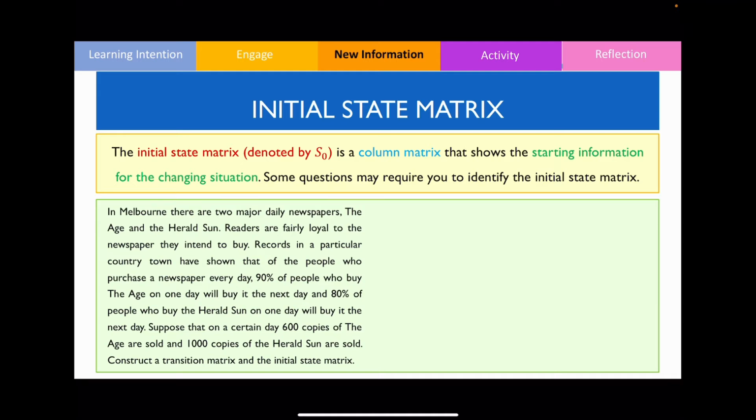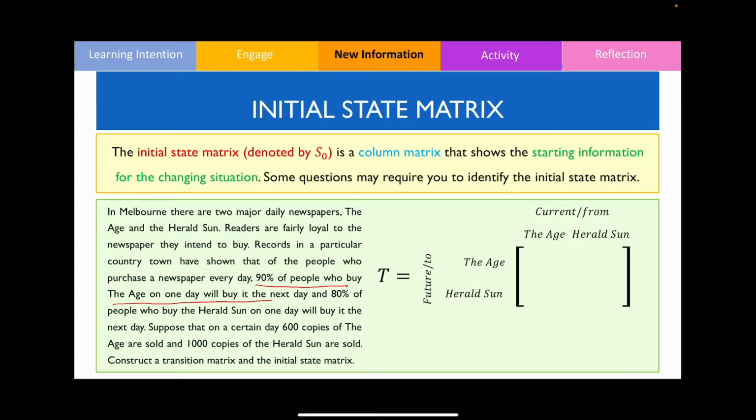So in this particular question, there are two variables. So therefore, we're going to construct a 2 by 2 matrix like this. And now I'm going to put the values in. In this question, it says that 90% of the people who buy The Age on one day will buy the next day. So therefore, I'm going to put 0.9 in this case at this particular position over here. And I'm going to put 80% or 0.8 at this particular position over here. To find out the other values, I'm simply just going to do a subtraction. So 1 subtracted 0.9 is going to be 0.1, and 1 minus 0.8 is going to be 0.2. So that's what our transition matrix should look like.